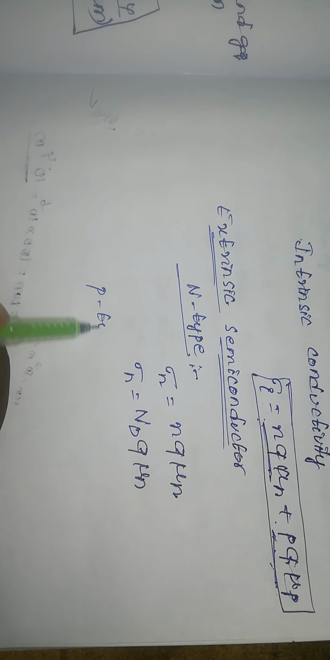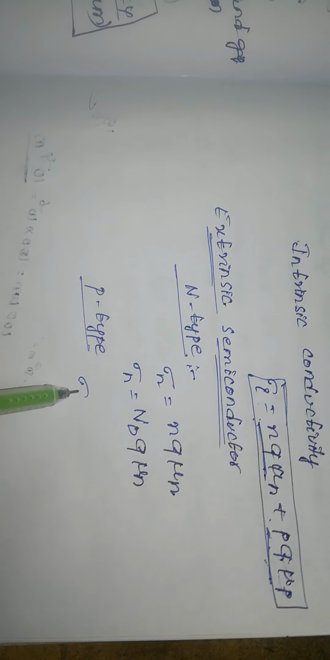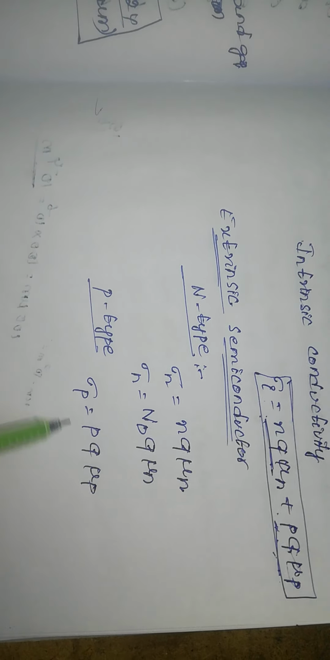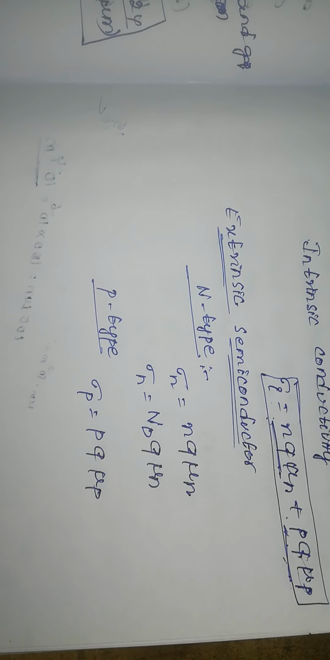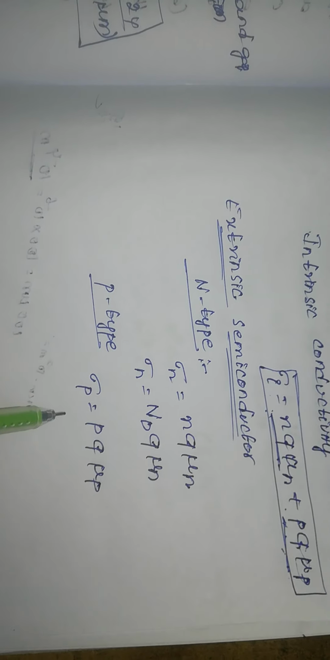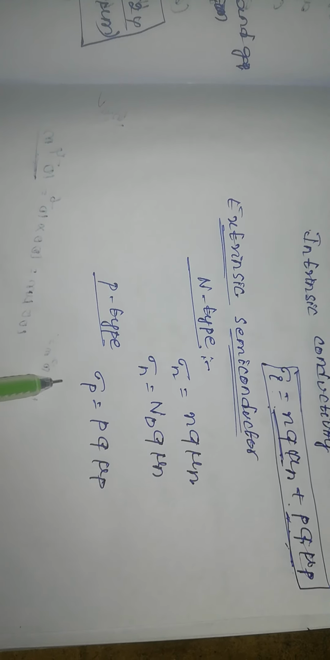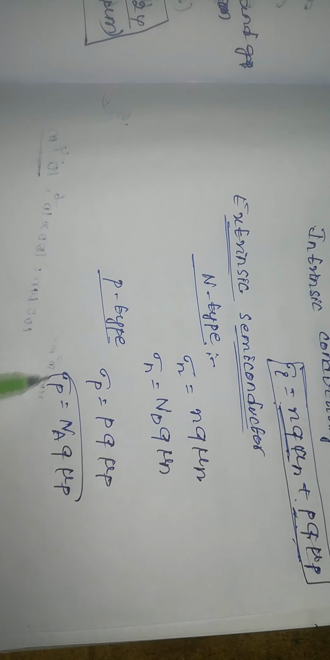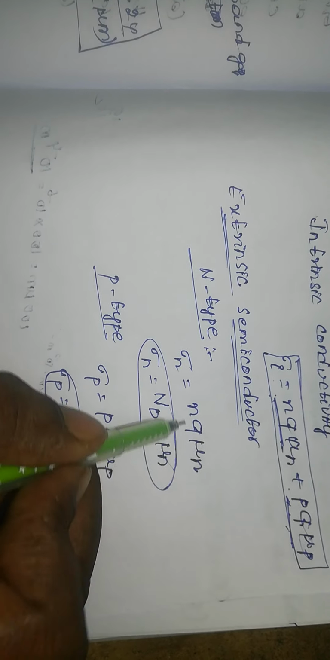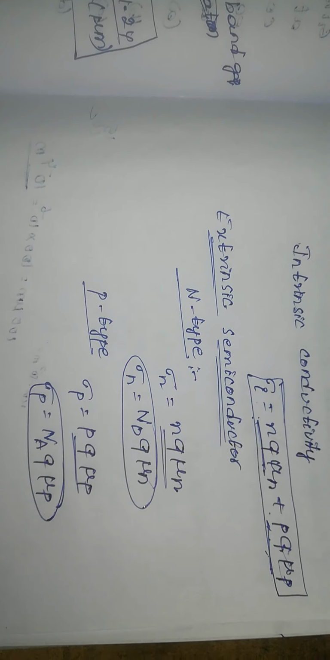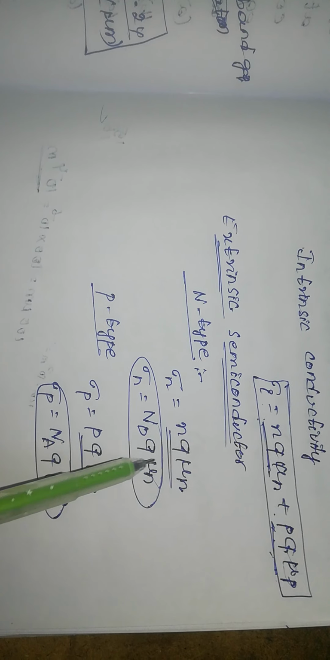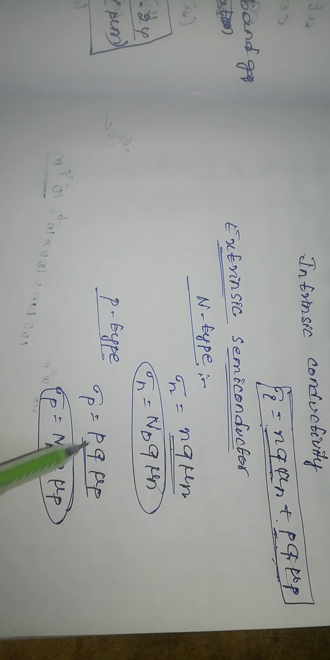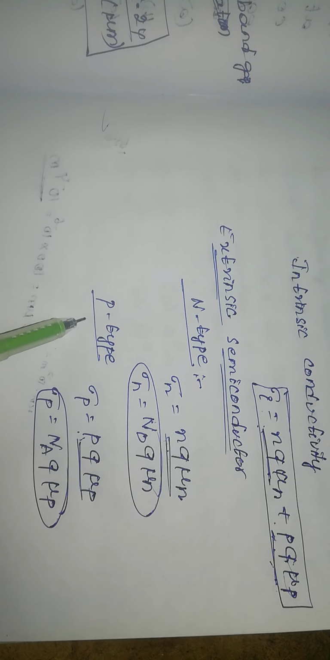And if you take a p-type semiconductor, sigma p, the conductivity due to holes, is equal to p q mu p. Why? Because the majority carriers are holes in a p-type semiconductor, or we can take it as the acceptor ion concentration: sigma p is equal to Na q mu p. So in an n-type semiconductor, the major conductivity is due to only electrons, and the major conductivity is due to holes only in a p-type semiconductor.